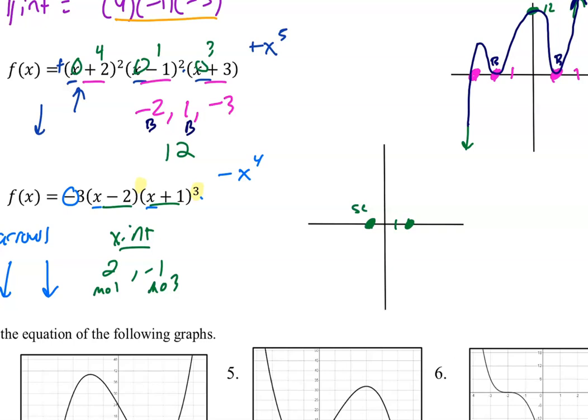And then y-intercept. That's the only time where you really have to do anything with the -3, because I have to use that number. And then 0 minus 2 is that number. And then 0 plus 1 to the third is that number. So I end up getting -3 times -2 times 1. So my y-intercept is 6.